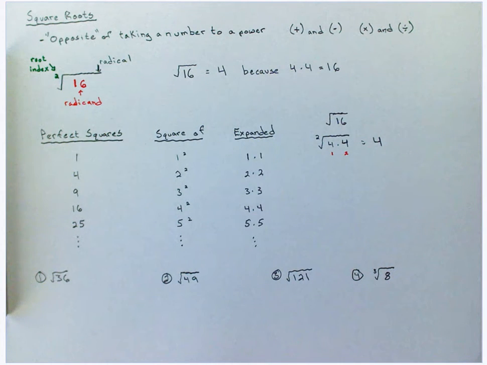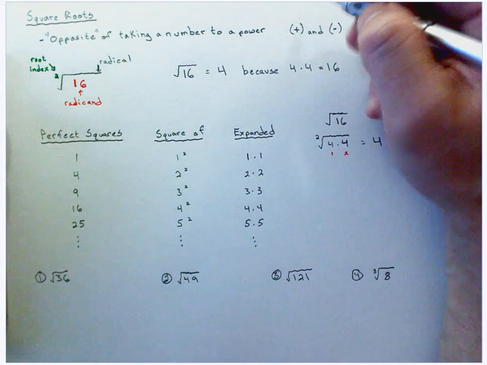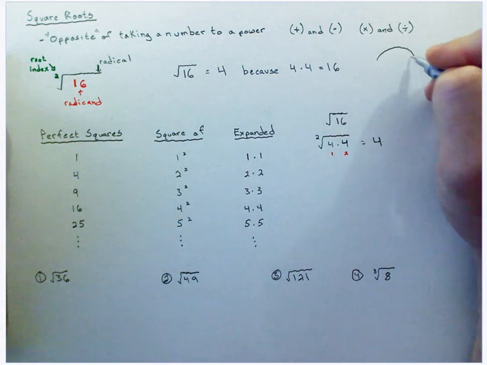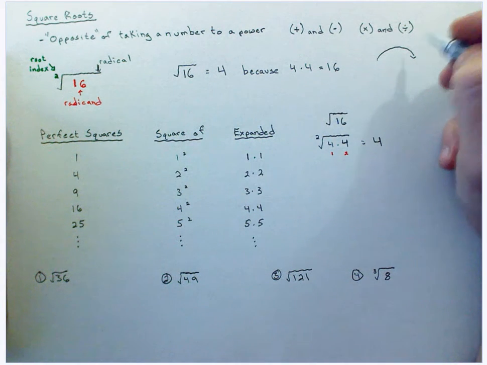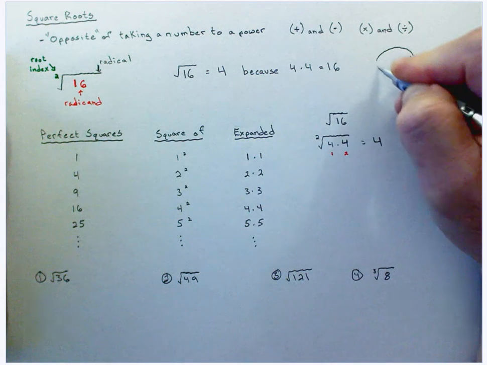Hello everyone, we're going to talk about square roots. The way you can think of square roots is kind of like the opposite of taking a number to a power. In math, we teach you one way to do something, but then we teach you how to undo it, how to get back to where you started. For instance, you first learned how to add, and it took you from one place to another. But then we taught you how to subtract, which allowed you to go back to where you started.